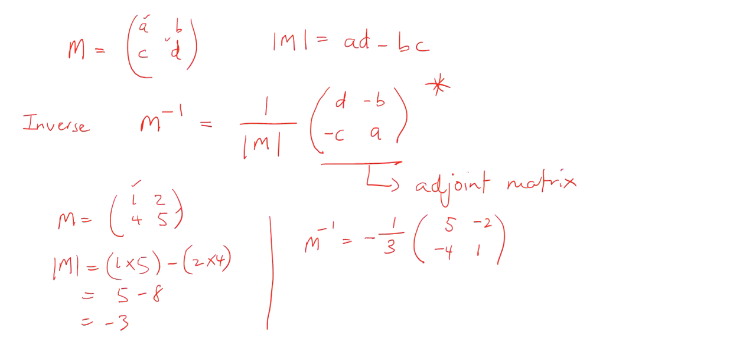If you want to simplify this matrix, right, this is a scalar product here. So you're going to have to take minus 1/3 and multiply it by every single term here. So this will be minus 5 over 3. This will be 2 over 3. This will be 4 over 3. And this will be minus 1/3.